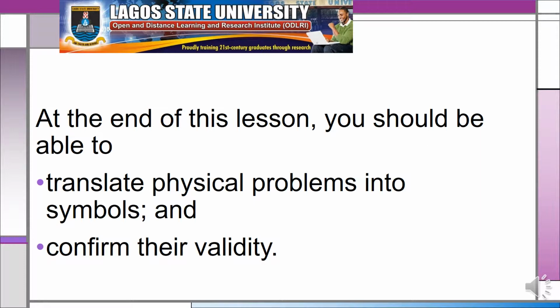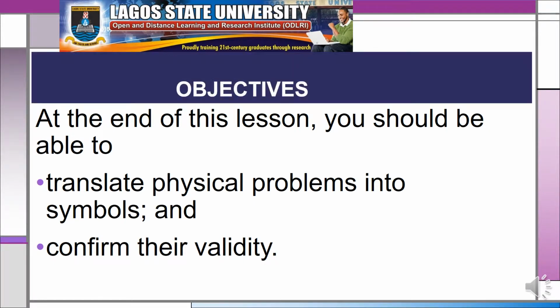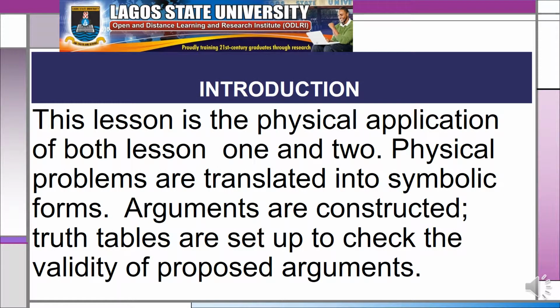Physical problems. At the end of this lesson, you shall be able to translate physical problems into symbols and to confirm their validity. This lesson is a physical application of both lesson 1 and 2. Physical problems are translated into symbolic forms. Arguments are constructed. Truth tables are set up to check the validity of the proposed argument.